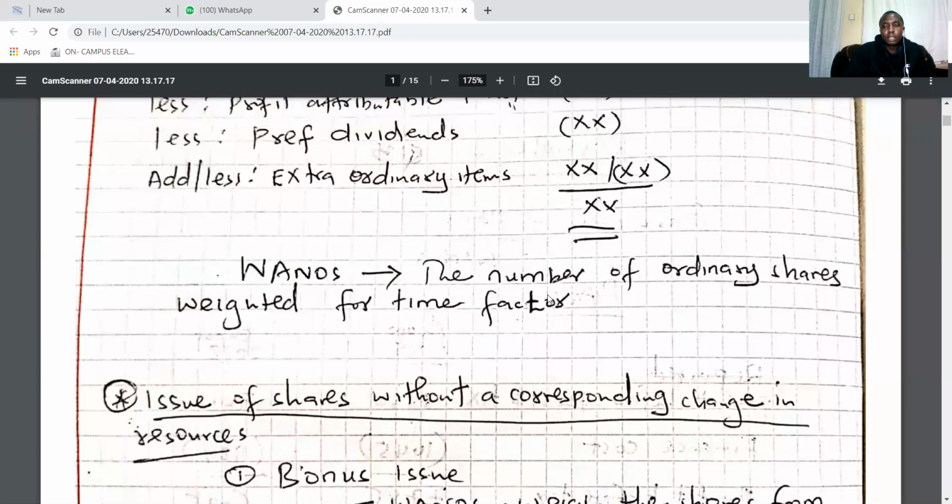So when you will be doing your denominator, the weighted average number of ordinary shares, under this scenario, there's a formula you have to use. So to determine your denominator, there's a formula which is applicable. And which is this formula which is applicable? So let us check.